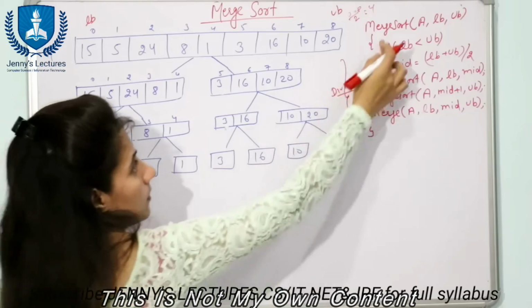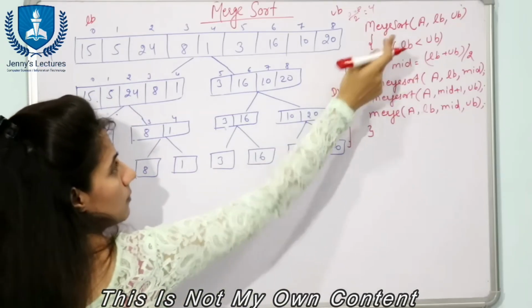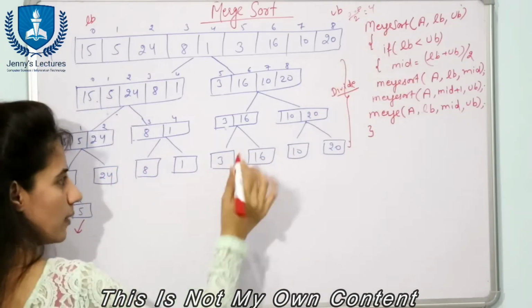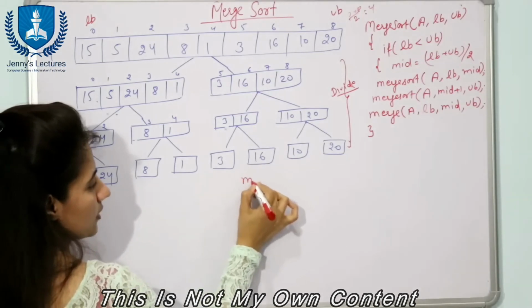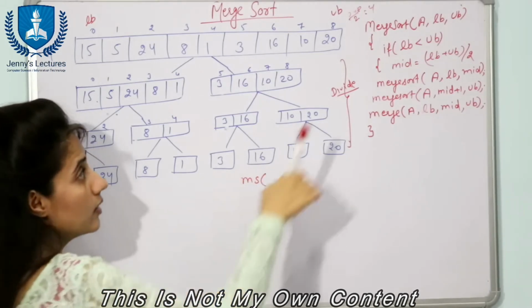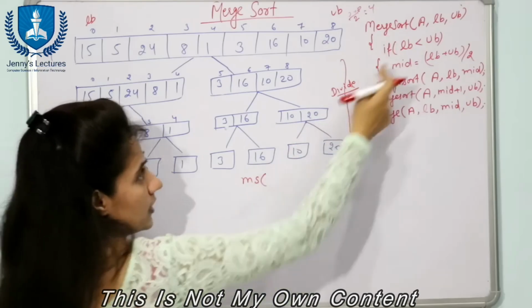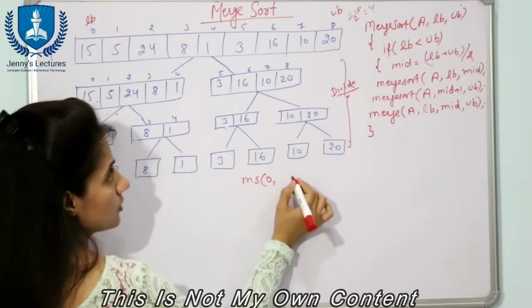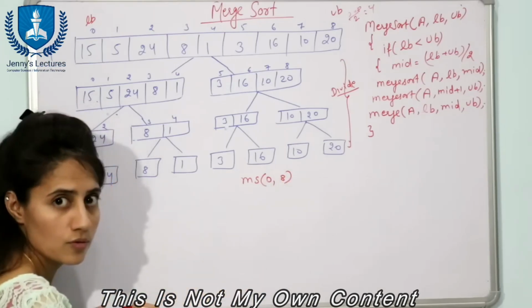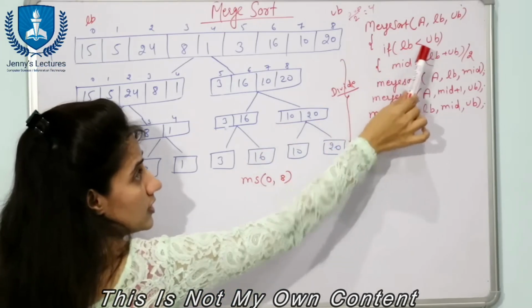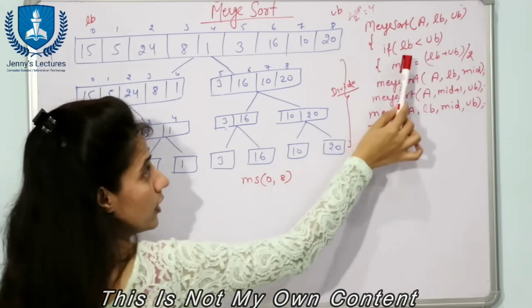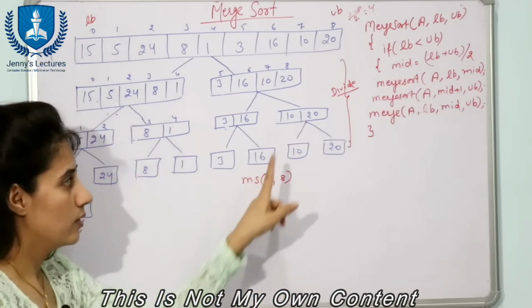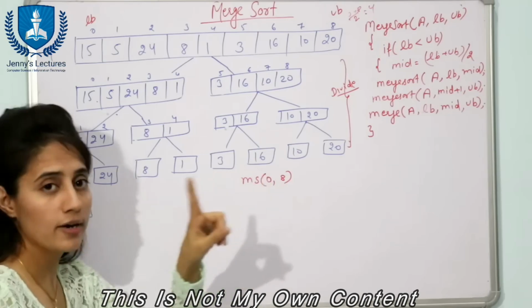See, first of all we are going to call merge sort. Suppose I am going to write ms only. Fine. Array A, I am not going to pass the array, I am going to pass lower bound and upper bound. Lower bound is 0, upper bound is 8. Fine. Lower bound is less than upper bound. Yes, that is true. Then we calculate mid. Mid is equal to 0 plus 8 divided by 2, that is 4.